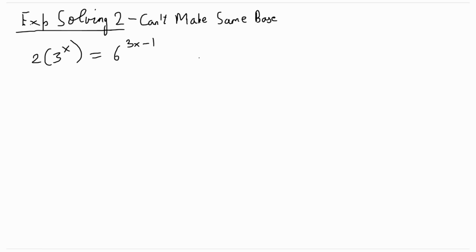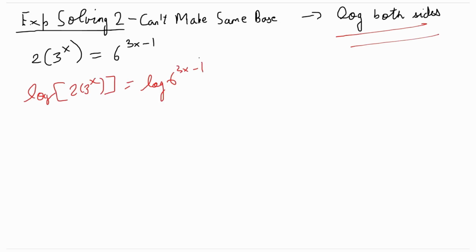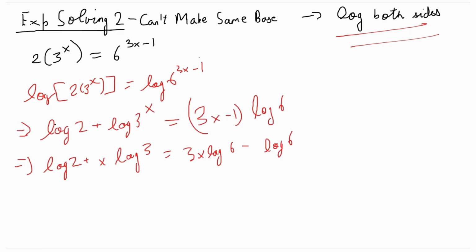When you can't use normal exponent solving, now you need to take help of logs. This is why we didn't do this last year. So now there are 2, 3, 6, so many different bases. What we do, we log both sides. When you log both sides, you can use log laws to separate it. Okay, and it becomes log 2.